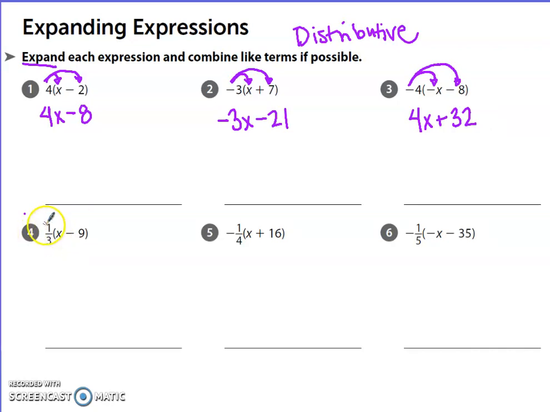Let's do this one. That fraction out there looks scary, but it really isn't. Let's multiply. 1/3 times x is 1/3 x. And 1/3 of 9, think about that, 1/3 of 9, or 3 even groups of 9, that's 3. 1/3 of negative 9 is negative 3.